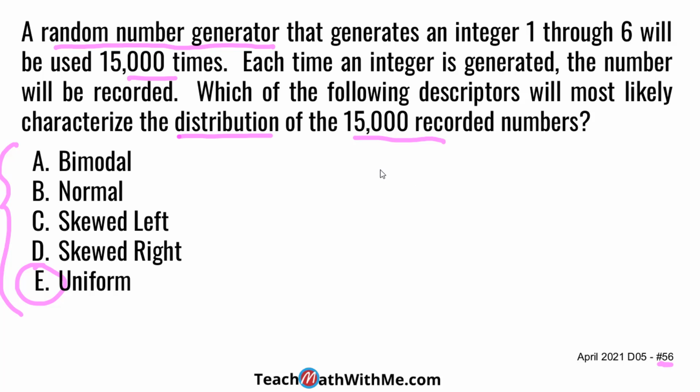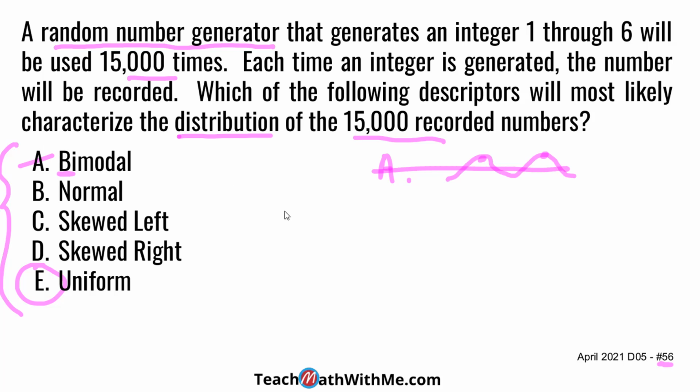When we look at answer choice A, bimodal, when we see bi, we should think 2. A bimodal distribution has 2 modes, these 2 maximum values. And that doesn't even make sense for what we're doing with this random generator. So that's not even going to be an option.